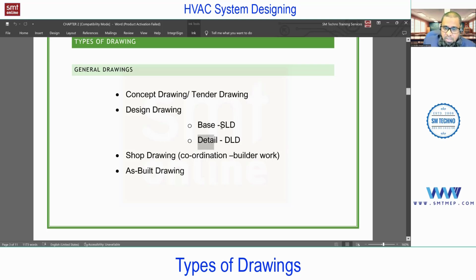Base drawing means you'll find the single line drawings. Detail drawing, with the double line drawing, has almost all the information, but not 100%. Not the complete. For a small project, you can consider the base drawing or detail drawing as the same. But for a big project, we require more detailing, so you need to go for separate drawings. One is a base drawing and one is a detail drawing, etc. Again, by the consultant.